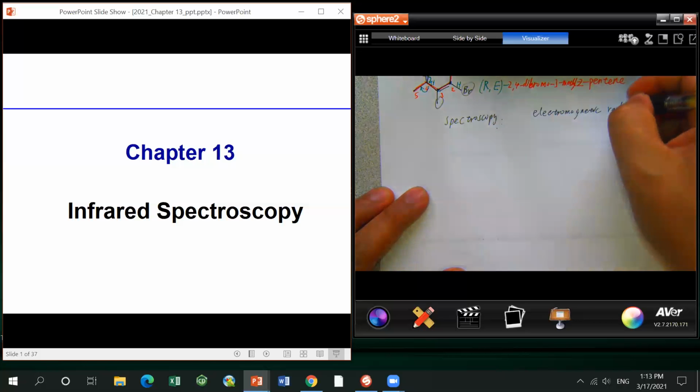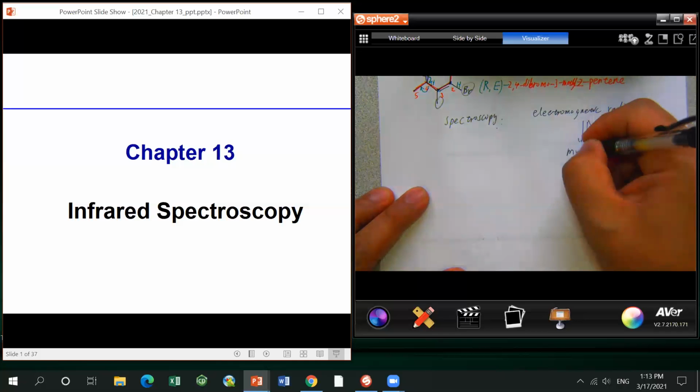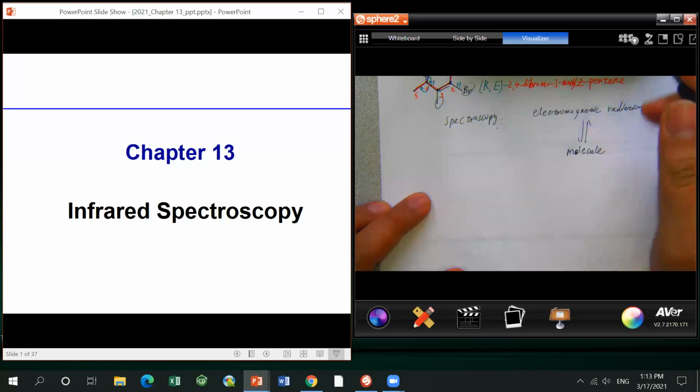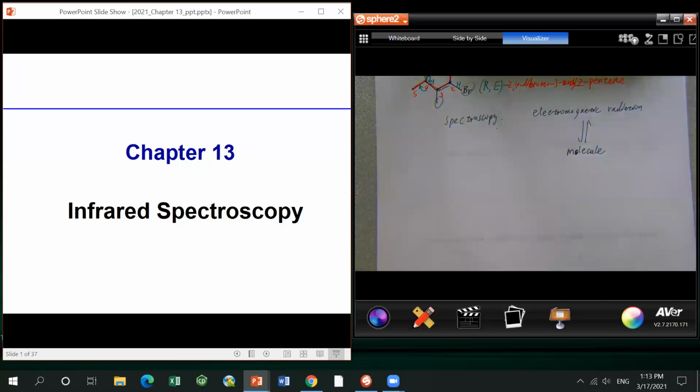So if you strike electromagnetic radiation at a molecule, you generate a spectrum, and from this spectrum you get information about the structure of the molecule. We'll spend 3 chapters studying 3 different types of spectroscopy. Chapter 13 we'll study infrared spectroscopy. Chapter 14, nuclear magnetic resonance spectroscopy, called NMR. And chapter 15 will start UV spectroscopy.